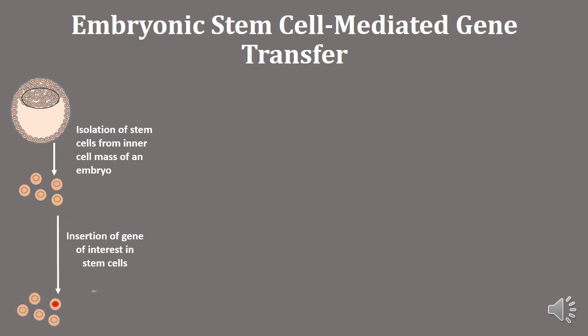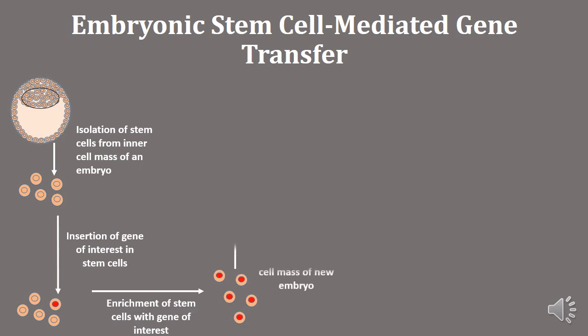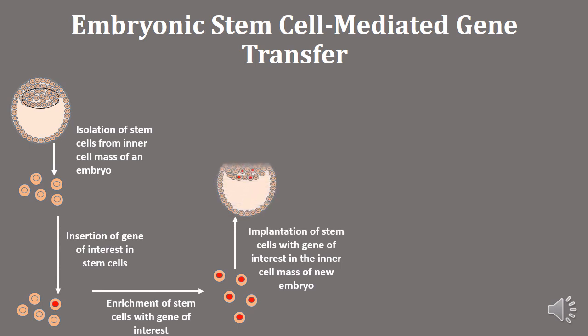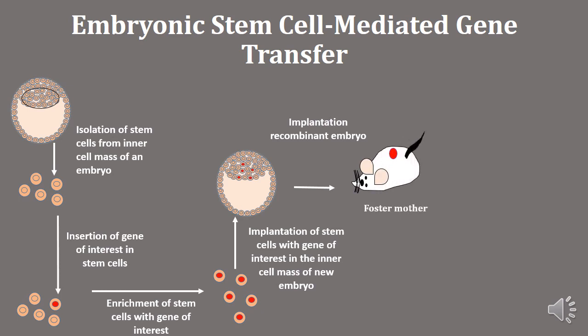The transfected cells will then be enriched in the selection media and then they will be implanted back in the inner cell mass of the recipient embryo. This transgenic embryo will then be implanted in the foster mother, leading to the production of our transgenic offsprings.